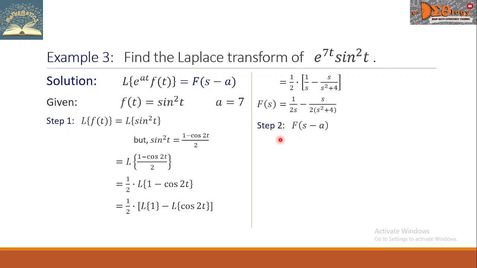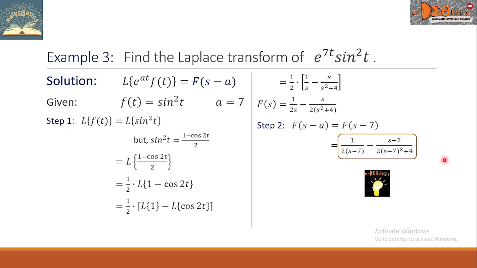We proceed to step 2, that is to evaluate the function capital F with respect to s minus a. The a is given here as 7. So we have F of s minus 7. So F of s is here, therefore the F of s minus 7 will be like this. This is now the final answer.